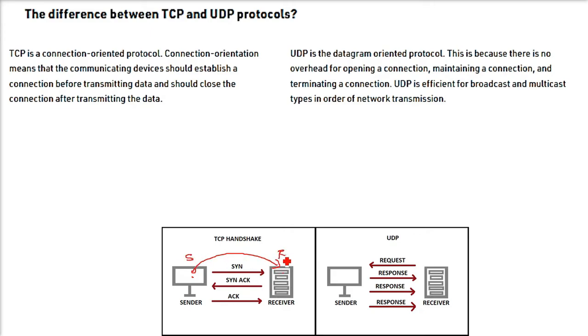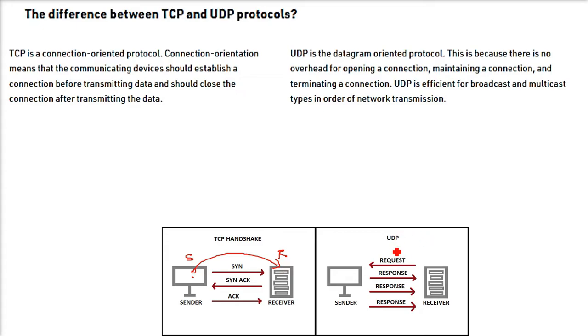So the sender will send SYN, that is, it wants to synchronize. The receiver will send back, okay, synchronization is okay, I am sending you ACK, the acknowledgement, and then the sender will say, oh, I got your SYN and ACK acknowledgement, and the connection is established.